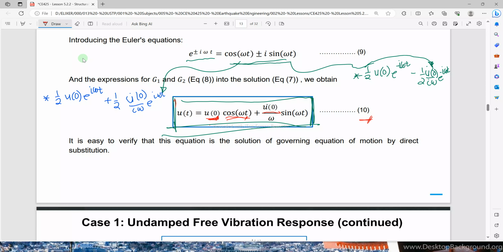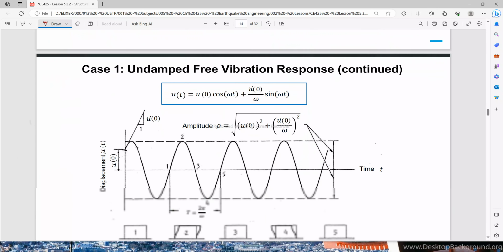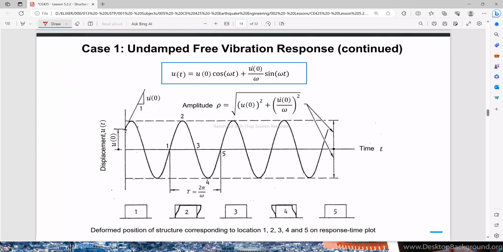So we'll arrive at this equation. If we try to simplify that one, it looks a little complicated, but it is easy to simplify, and then we'll arrive at this equation. It is easy to verify that this equation is the solution of the governing equation of motion by direct substitution. So for random free vibration, this is the equation of motion. And if we graph that one, we will have this motion. On the x-axis we have the time, and on the y-axis we have the displacement.